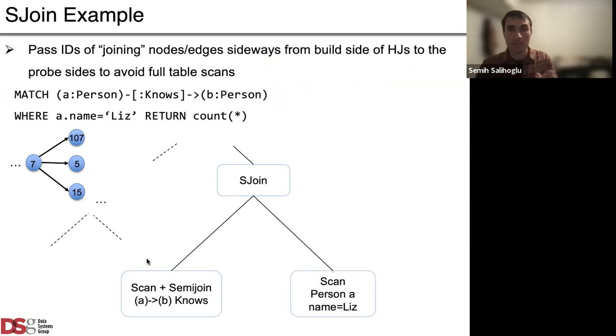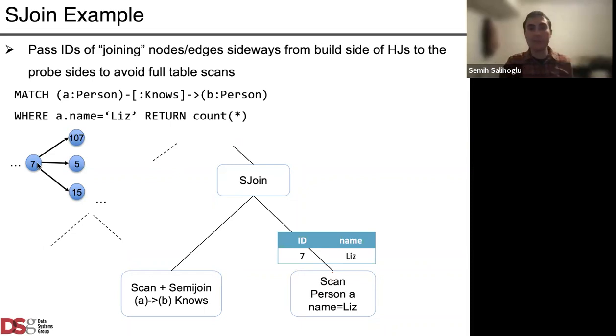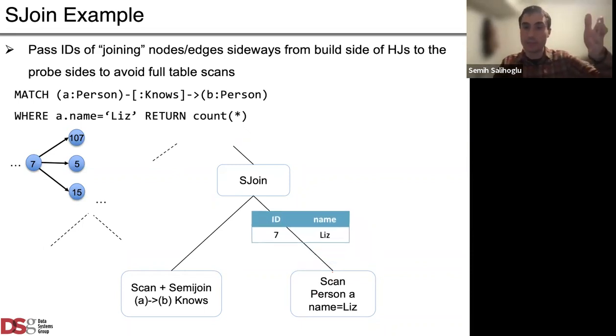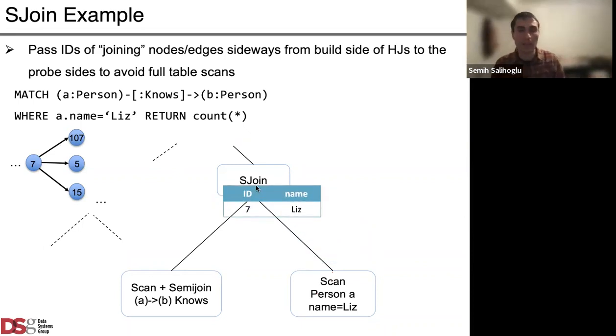So let's look at a very simple case of how we do factorized processing plus avoid full scans plus always ensure that we have sequential scans. So this is our query. Again, a one node query, and all we need to do is count the number of Liz's neighbors. All that needs to be done is join the Liz record with its edges. So what S join would do is, just like DuckDB, scan the person nodes to find the node ID that corresponds to Liz and pass that in the build side. So this is a hash join, and I'm assuming the right side is the build side.